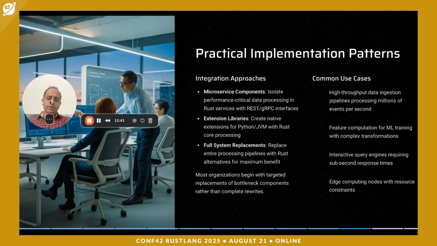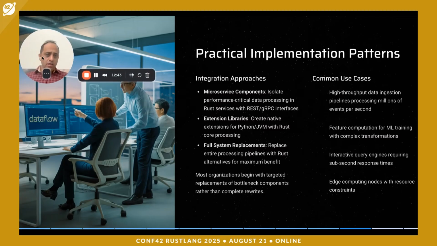What are some of the practical implementation patterns? When should I use it, and if I'm using it, how should I optimize Rust? If I'm not using Rust, where should I use it? So there are three integration approaches, right? One is microservices components. You can identify critical data processing applications in your overall architecture and do Rust-based implementation and services and build the interfaces around it. So you can have highly performant and efficient applications as services, which could be integrated with other components in your architecture. Secondly, the extension libraries.